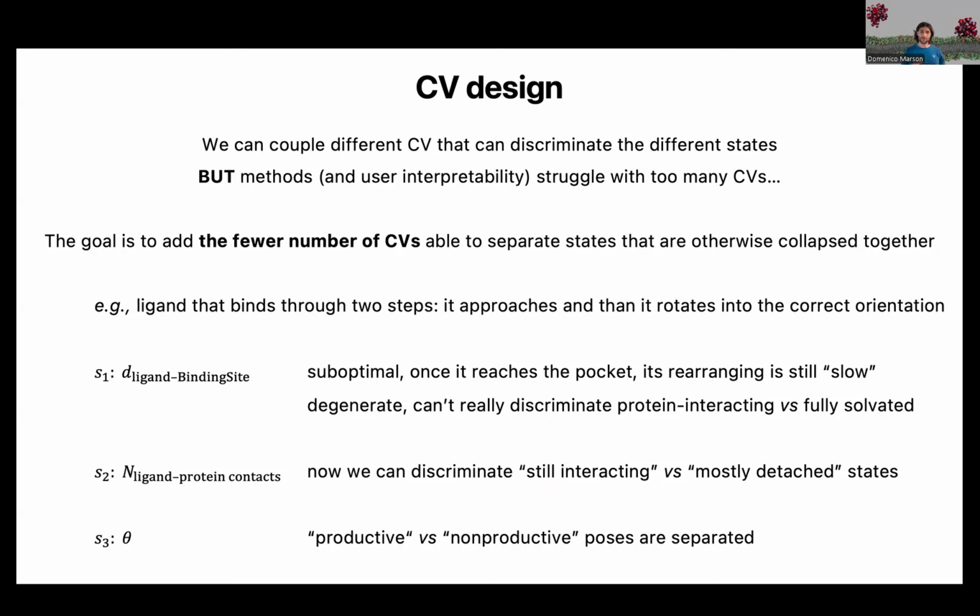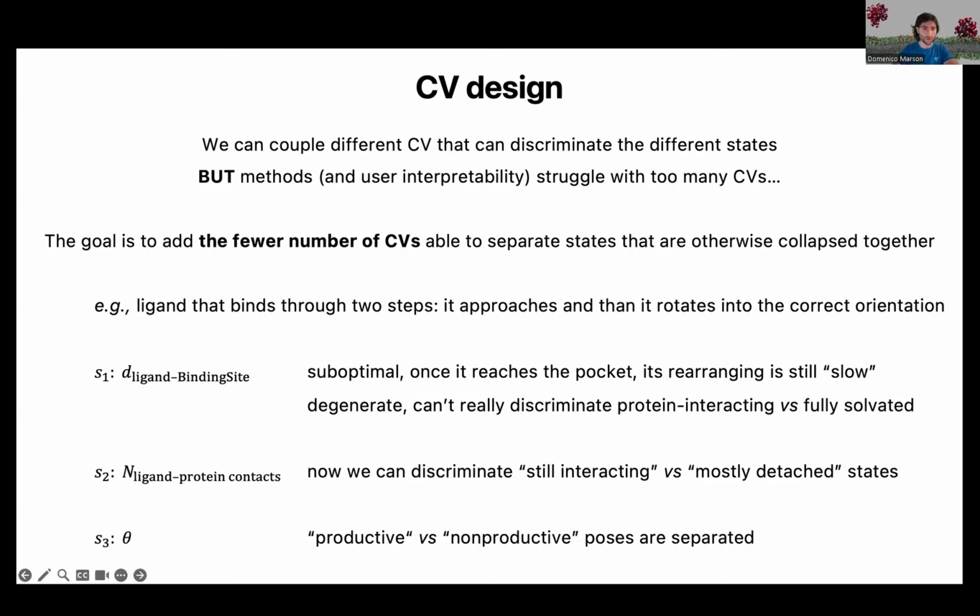But particularly, the different methods that you can use to drive your simulations and to explore the free energy landscape almost all struggle when you go over three collective variables, let's say. With OPES, you can try to go a little beyond that, but usually you need to use as few collective variables as possible.